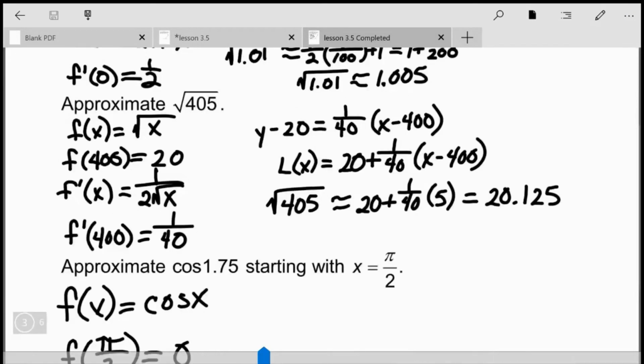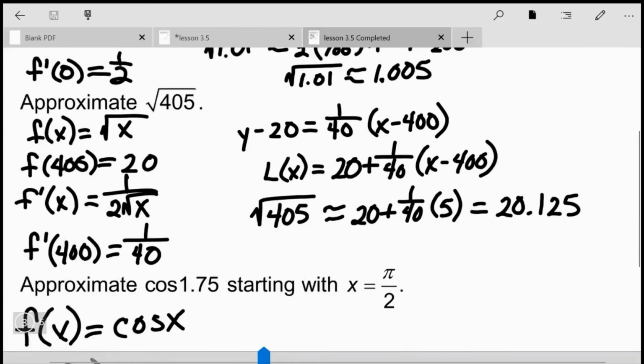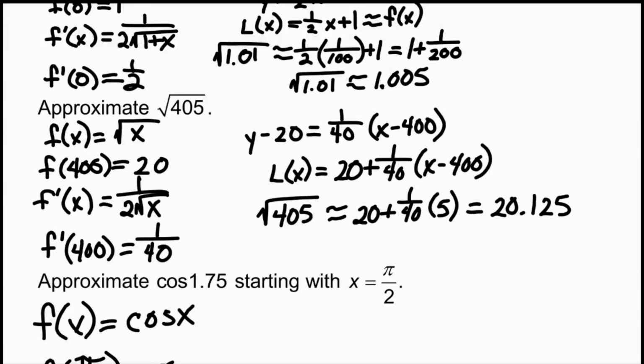Okay, and here are the answers that you should have come up with. For the first one, about 20.125. And notice that I did this one a little differently. I did it a little differently on purpose just so you could see that it doesn't really make a difference how I set this up, as long as I can evaluate my function and the derivative and get an exact value at a point that's pretty close to the point I'm trying to evaluate.